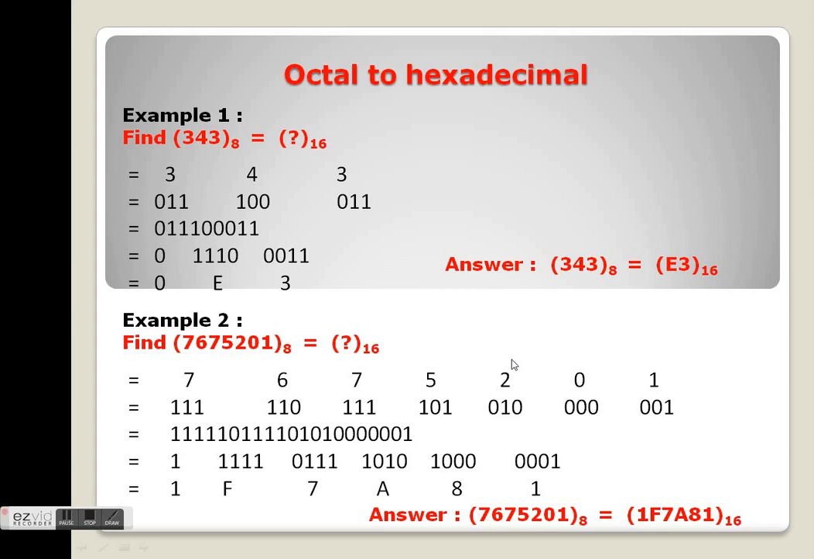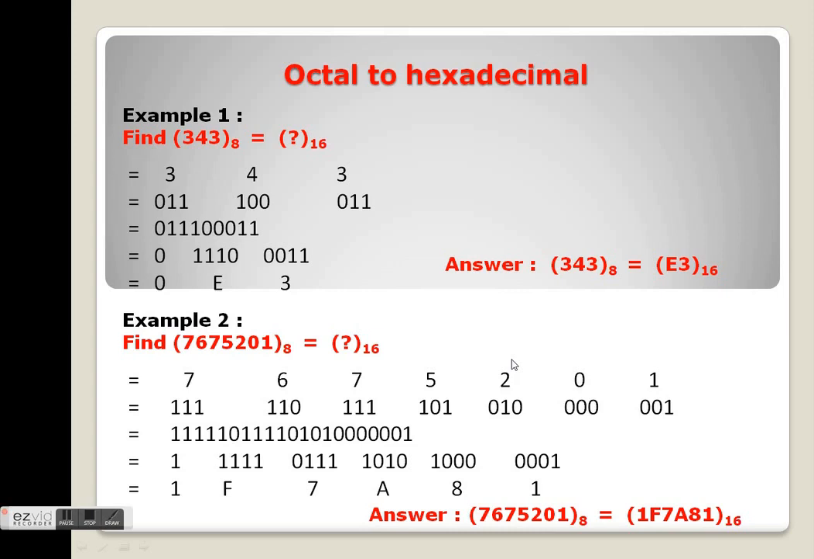Now we will find the hexadecimal equivalent for each group. For the first group it is 3. For the second group, we know that the decimal of 1110 is 14, which is equivalent to E, and so the final value we get is E3. Students, you can check the second example also.